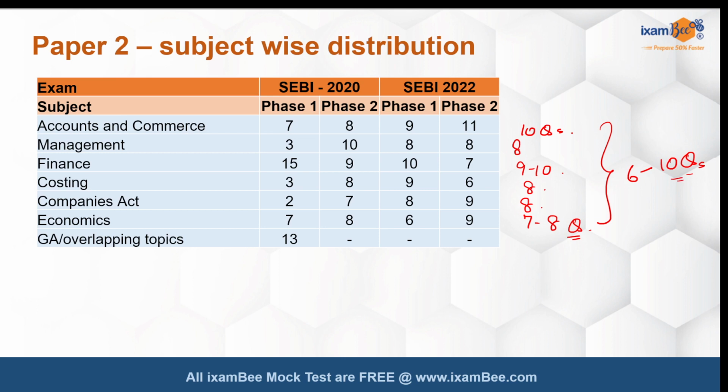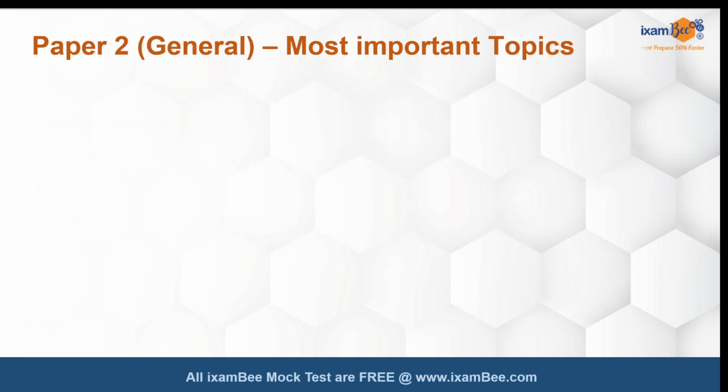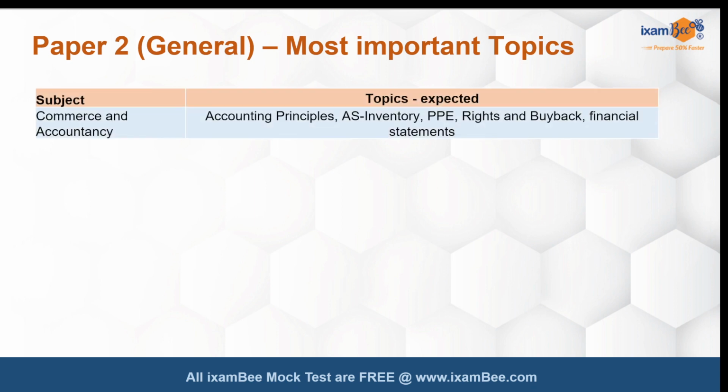Now that you know that the distribution is more or less the same, with questions ranging from 6 to 10 in each of these subjects, what is important now is what you should study, because each of these 6 subjects has a decently vast syllabus that you have to look at. So some of the recurring topics that are asked over and over the years in different formats, and the ones you should not miss out, is what I am stating here. So let's start with commerce and accountancy.